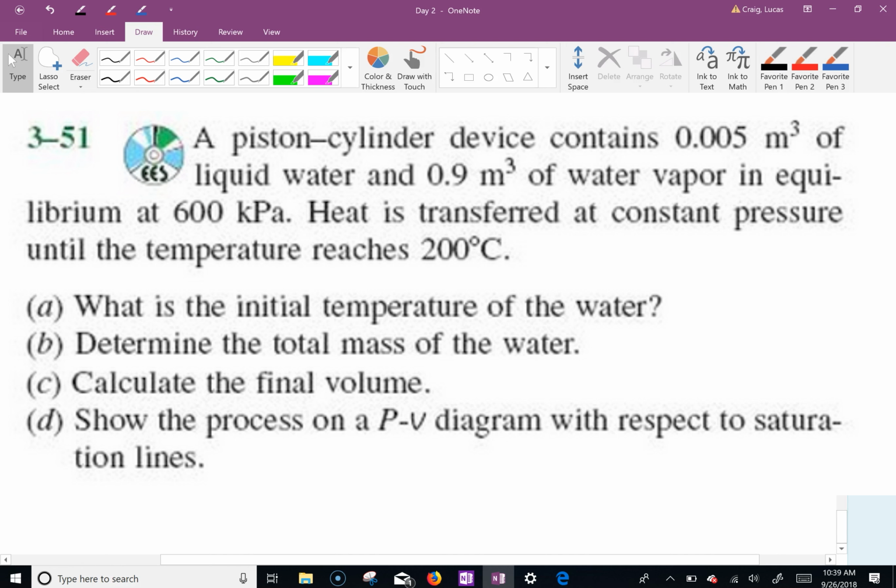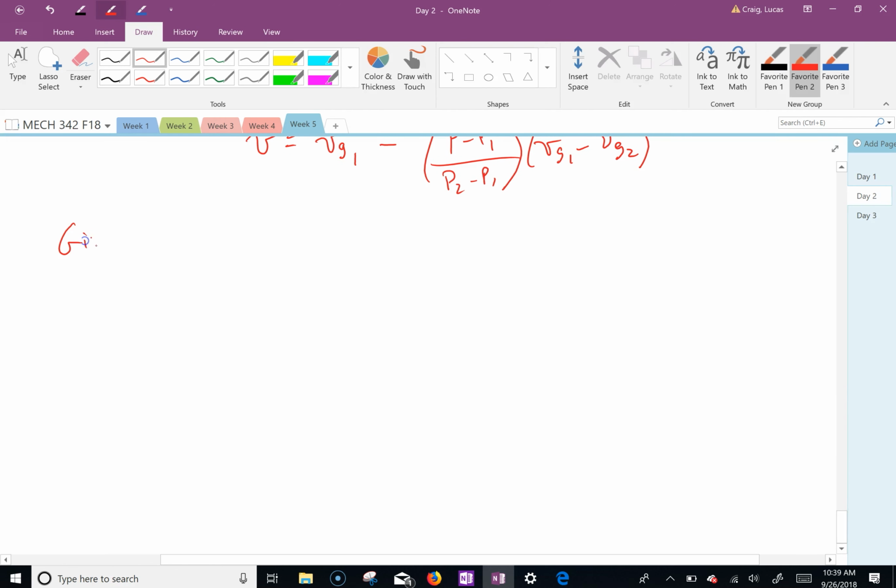So, first, let's write some givens. So, contains 0.005 meter cubed of liquid water. So, let's say, what do we want to call this? Big V of F, 0.005 meters cubed, and big VG is 0.9.